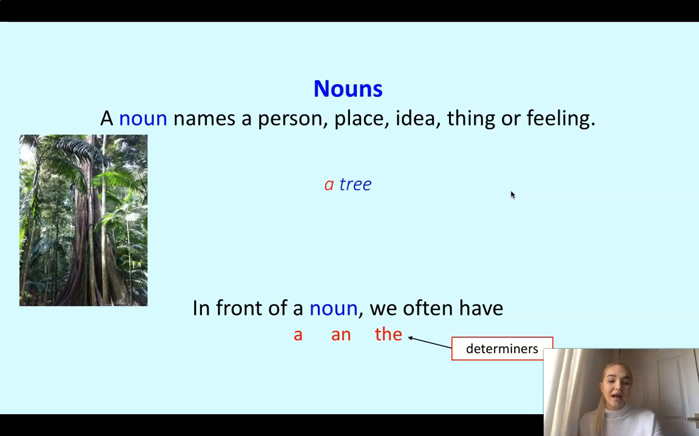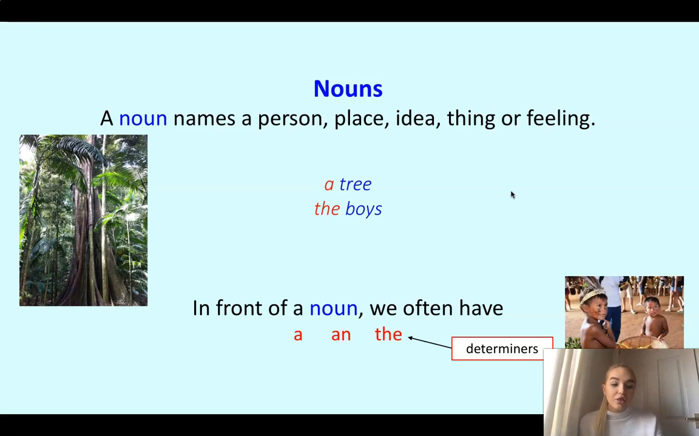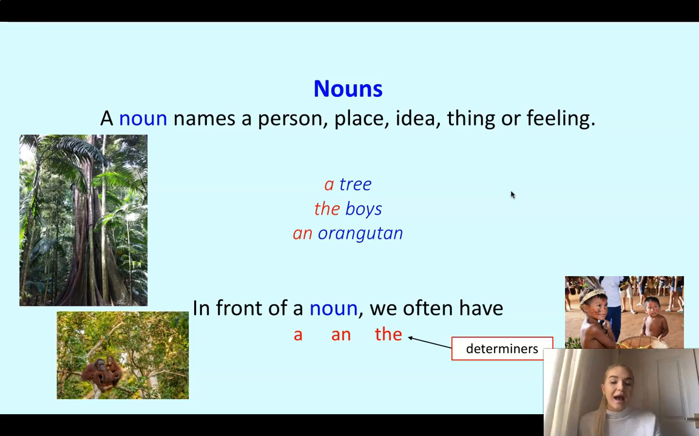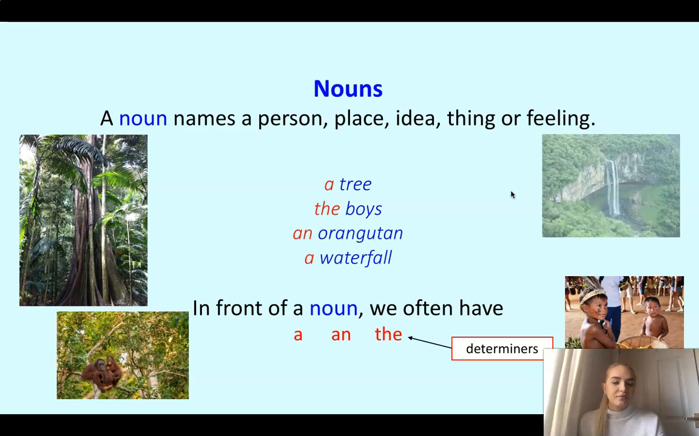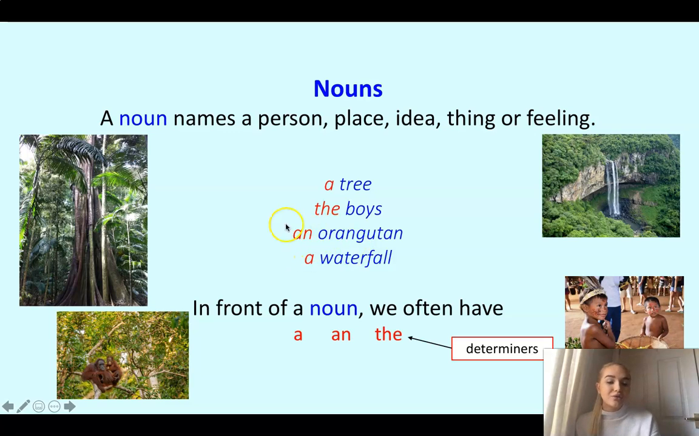So some nouns we could have is a tree, a being our determiner, the boys, an orangutan, a waterfall. Why have we got a here and an here? When do we use an? That's right, when the word next starts with a vowel, such as A, E, I, or U, we have to use the determiner an. But if it doesn't start with a vowel, it's just a.